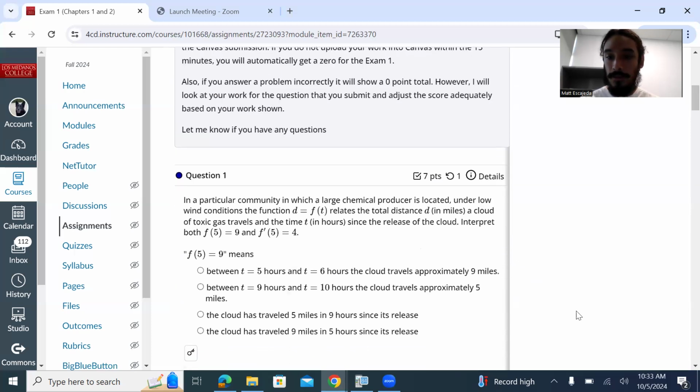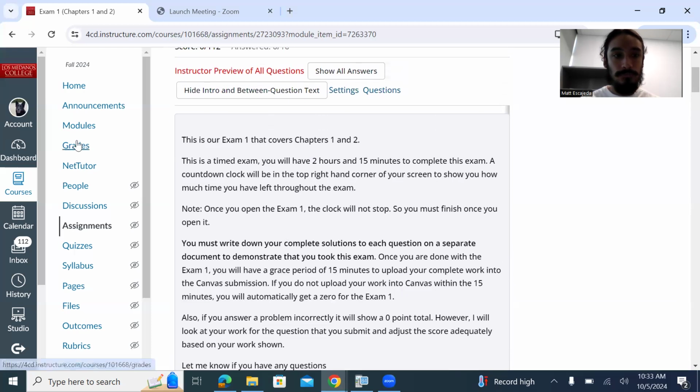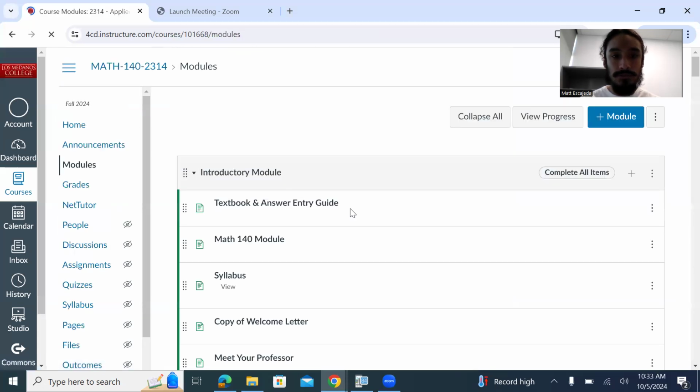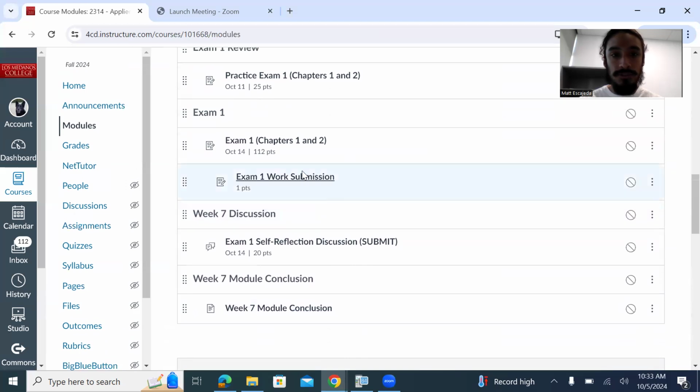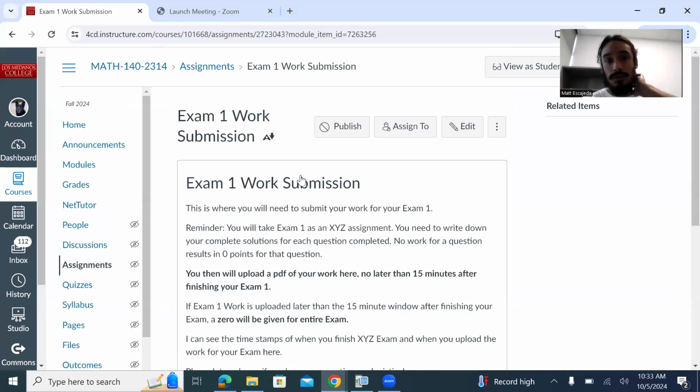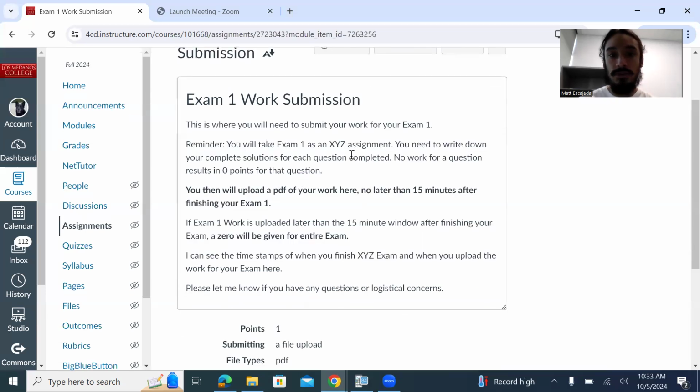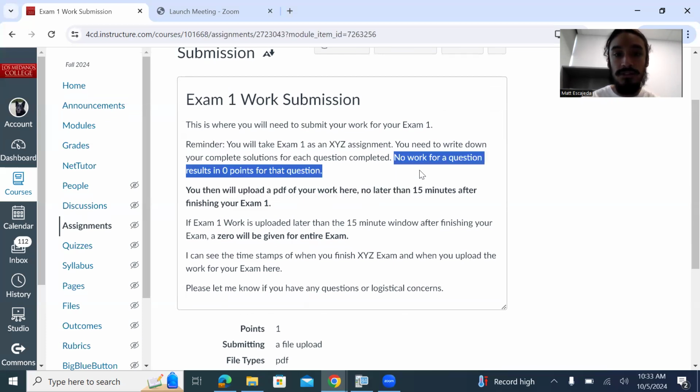Okay. And so here is the next part, which is the exam one work submission, right? So this is where you would submit your work. This is where you upload your PDF. If you don't do it within 15 minutes, it's a zero, right? If you don't show work for a question, then it's a zero for that question.